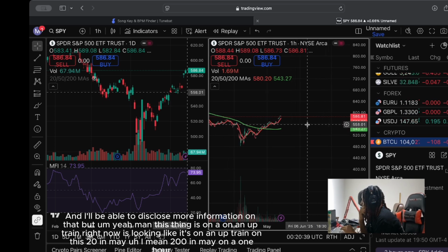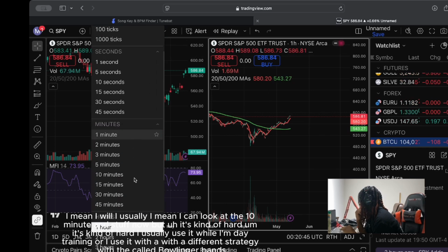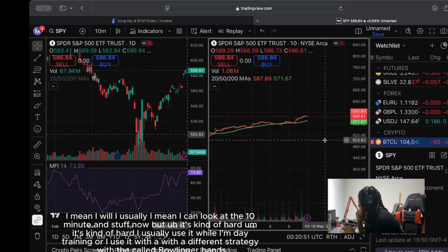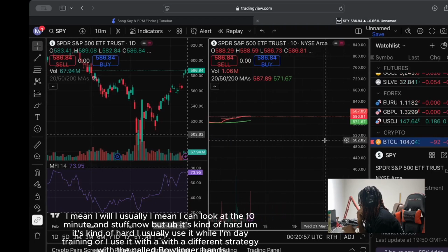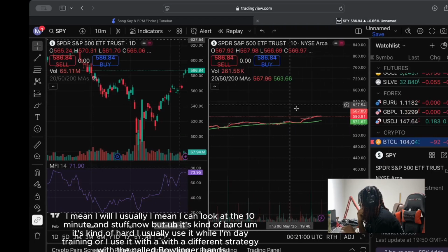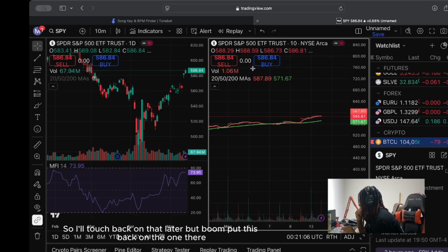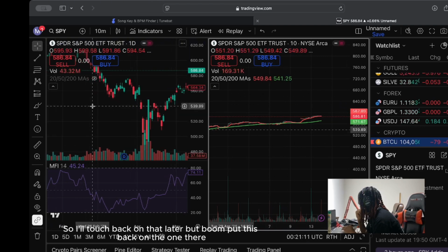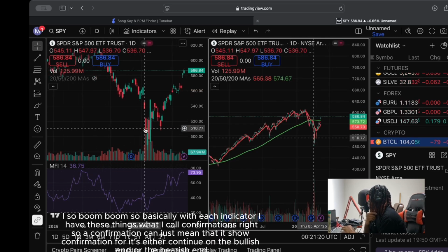It's looking like it's on an uptrend on this 200 MA on a 1 hour. Let me go back down. I could look at the 10 minute and stuff now, but it's kind of hard. I usually use it while I'm day trading, or I use it with a different strategy called Bollinger Bands. So I'll touch back on that later. But boom, put this back on the one there. All right, so boom, boom.